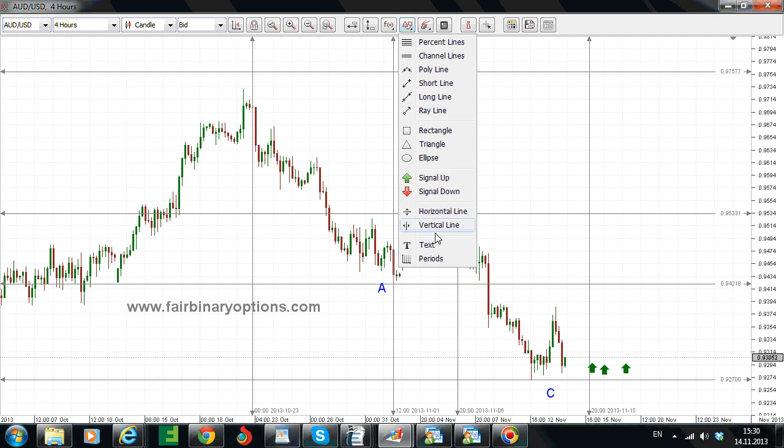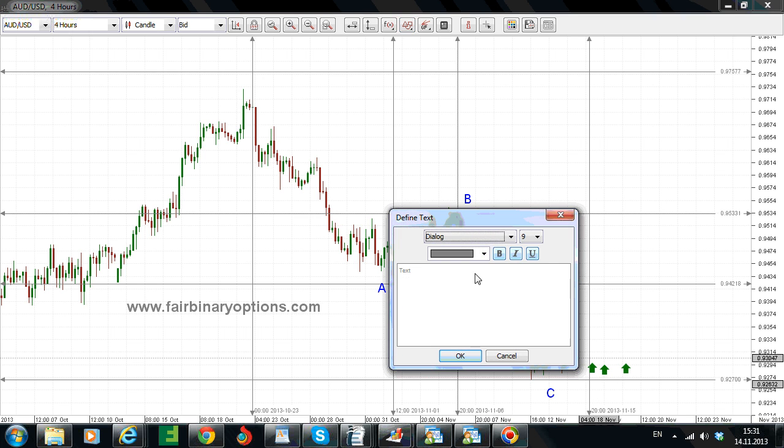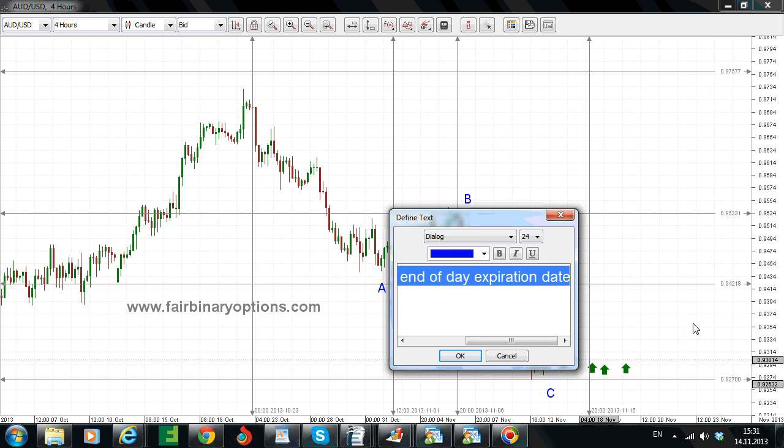Buying calls for a move to the upside for end of day expiration date on the Australian dollar, US dollar. If you want to be even more aggressive than this one, you might go for buying calls for end of week expiration date. Let's do it like this: buying calls for end of day expiration date today, and buying calls for end of week expiration date. End of week will be tomorrow on Friday, as you can see, the 14th of November.